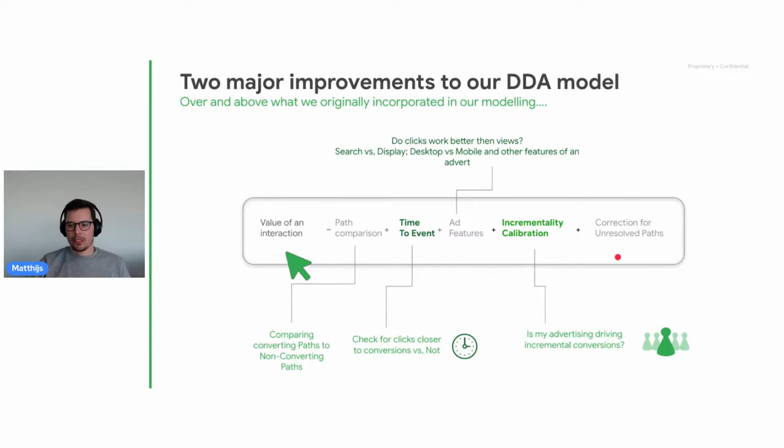And the final element is a correction for unresolved paths. This is effectively to say that we adjust our conversion credit for paths that we think are broken. By now, your GA data and probably also data outside of GA is affected by some forms of tracking prevention, maybe, or users deleting their cookies. And we apply a logic here that helps us to understand what the conversion paths would be if these users wouldn't have deleted their cookies.